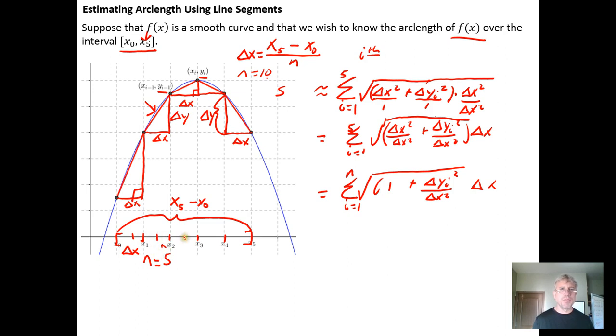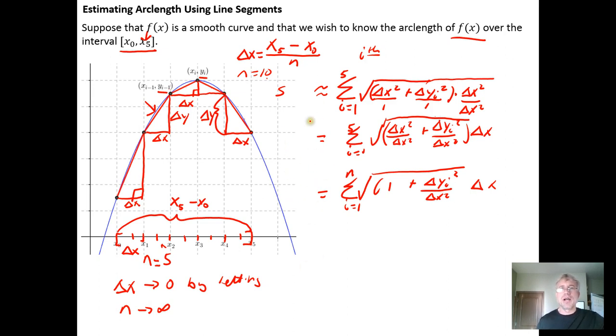Delta x would double the number of subintervals we chunk the x-axis into. And the idea is we want to let n go to infinity. We want to have infinitely many equal-sized line intervals on the x-axis, so that the hypotenuses on these right triangles fit the curve better and better and better, until eventually, if we let delta x go to 0 by letting n go to infinity, we will actually get the exact arc length. So that's the game that we play here.